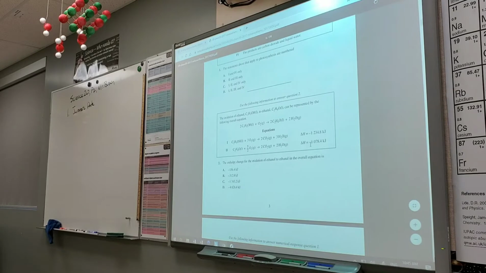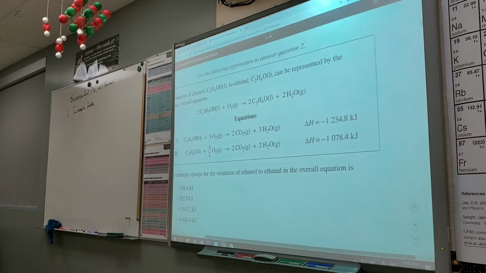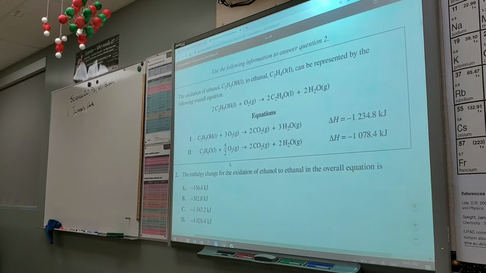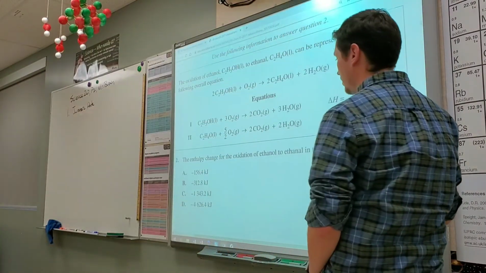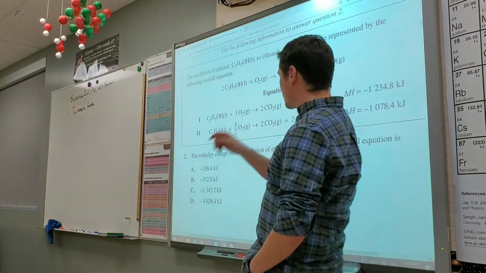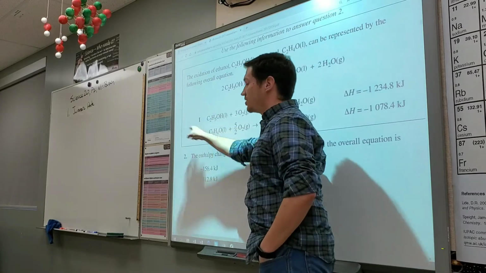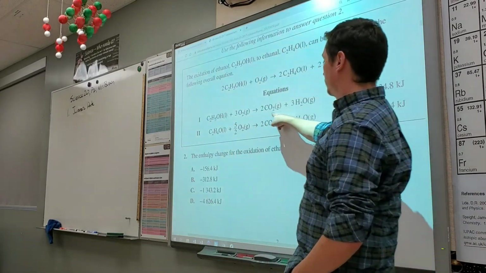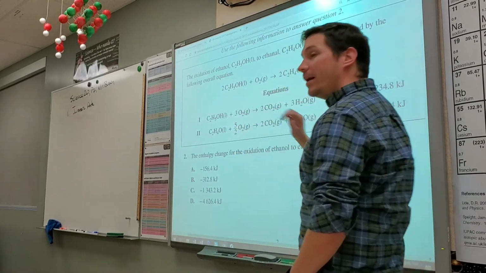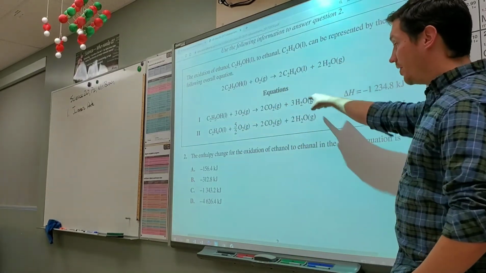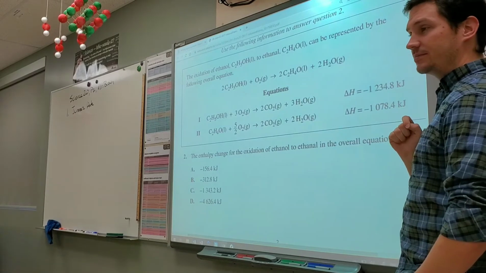So when you look at this, I just went to any old random chemical reaction, it doesn't matter. Don't look at the question. Look at the equations. Describe for me what's going on here in equation 1. It's a combustion reaction. And what is the enthalpy of this combustion reaction?